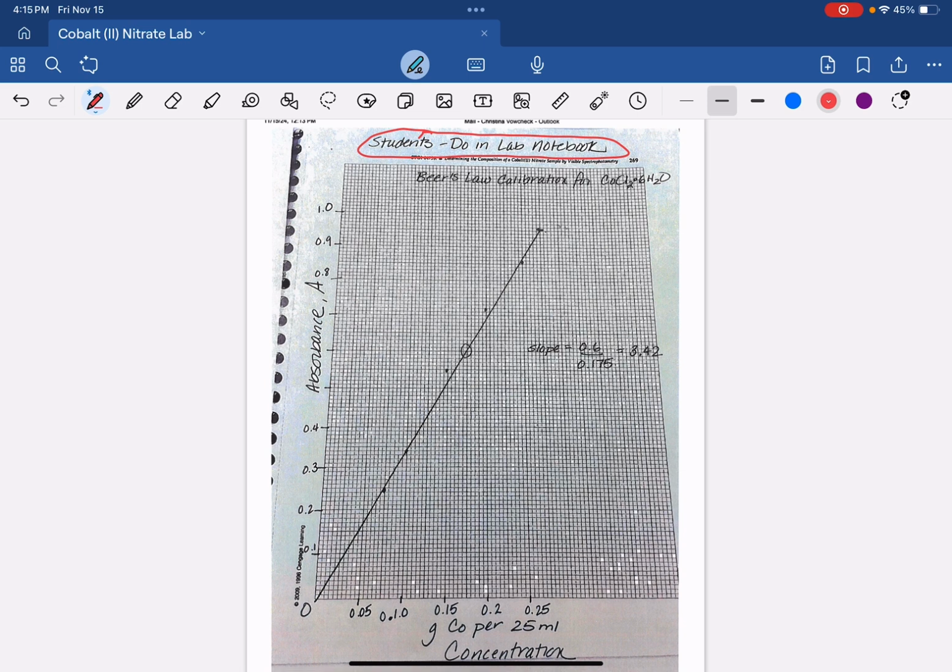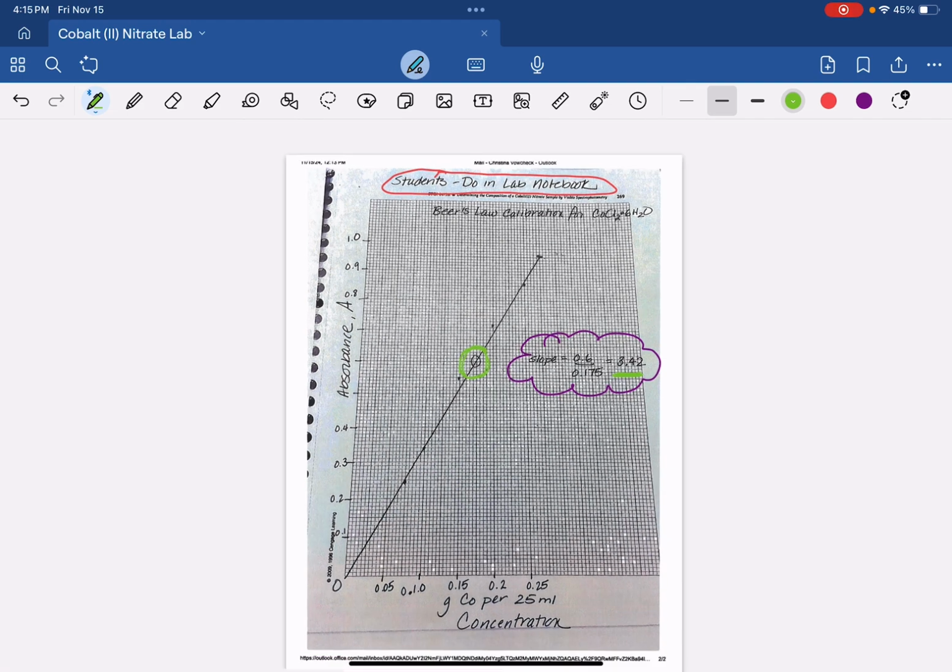Now let's fast forward to the slope. In order to figure out the slope, as I showed you at the bottom of page 252, you take an absorbance value and divide it by one of your concentration values. Right here is where I selected my point. My absorbance was 0.6, my concentration was 0.175, and when I divided them out, I got 3.42. Now, where does that go?